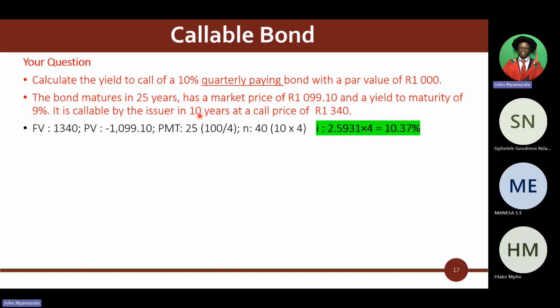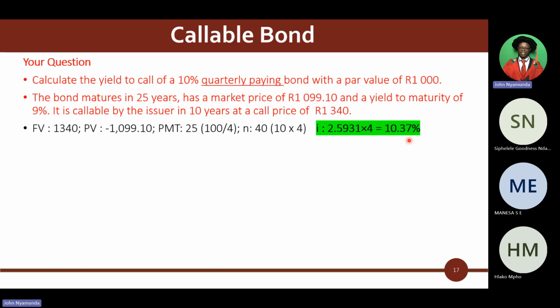So our PMT is 10% of 1,000, which is 100 Rand, divided by 4, 25, because it's a quarterly paying bond. Then you go and find your I, which is 10.37. It's actually I is 2.5931, then times 4, 10.37.